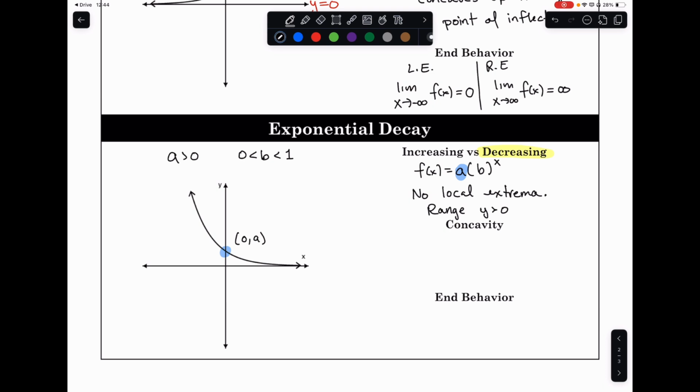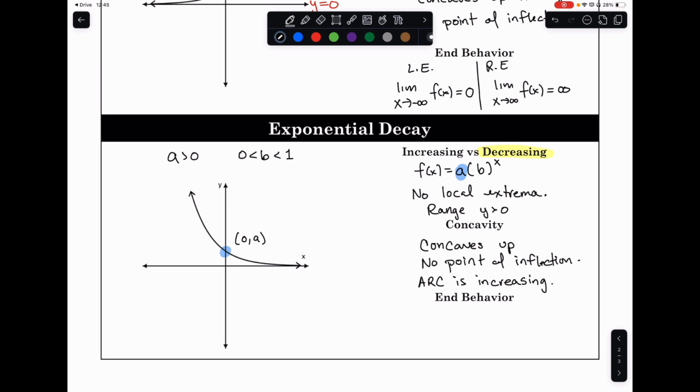The concavity of this is still going upwards. It always concaves up. And because it always concaves up, there is no point of inflection. Which means that your average rate of change is increasing from left to right.